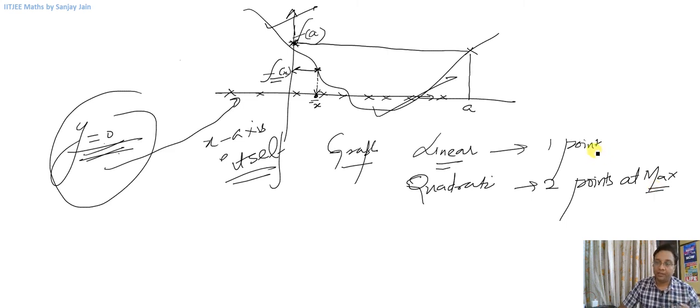Okay, so let me cover these fundamentals in the next lecture, because this will become very lengthy otherwise. Okay, so let us pause for a moment.